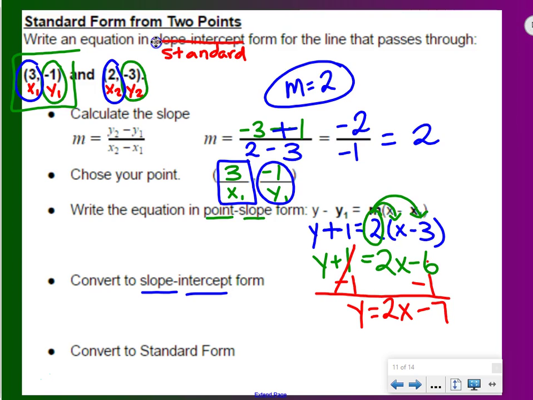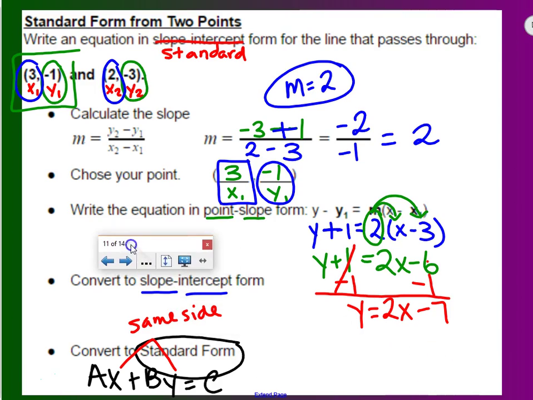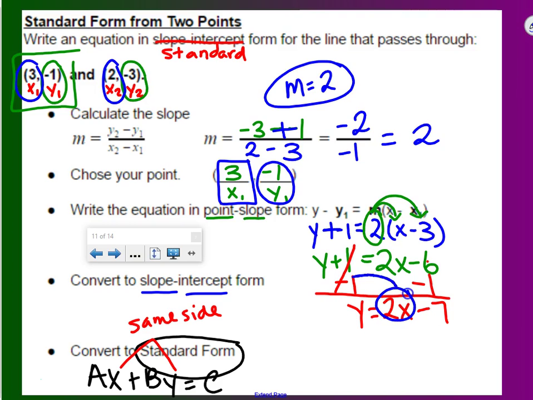Now here's the new piece. All right, this is the only piece that's new. Converting to standard form. Standard form, if you remember, looks like ax plus by equals c. So the key here is to know that x and y are on the same side of the equal sign. So the last piece is to move our 2x over onto the other side to join y.